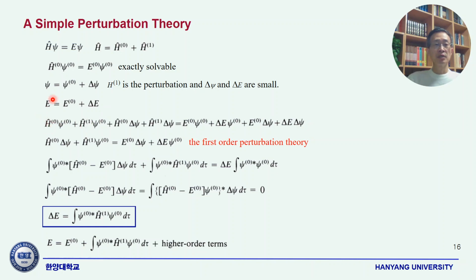So firstly, H is H naught plus H1 applied to psi naught. So H naught psi naught, H1 psi naught, and H1 applied to delta psi. Okay, here. And energy side, using this and wave function. Okay, so this is E naught psi naught, E naught delta psi, delta E psi naught, delta E delta psi. And this delta small times small, much smaller.